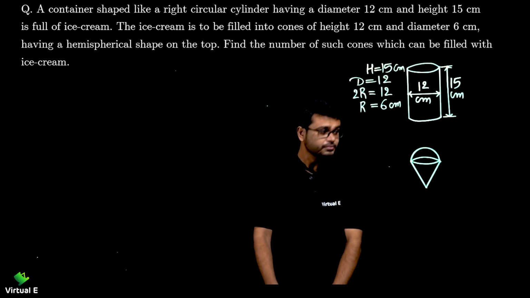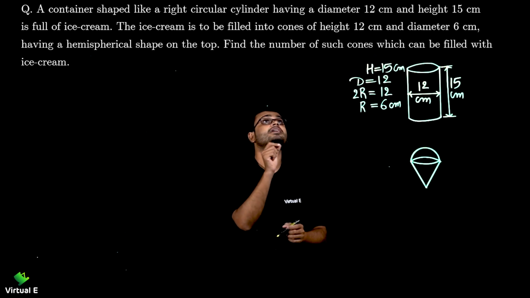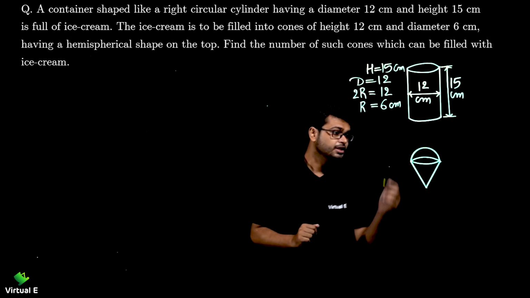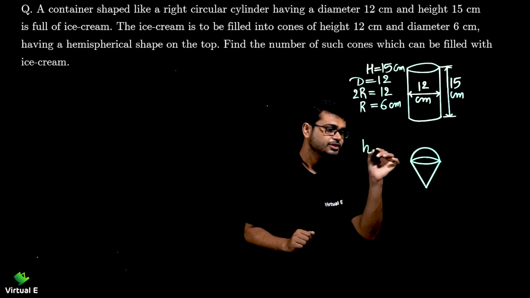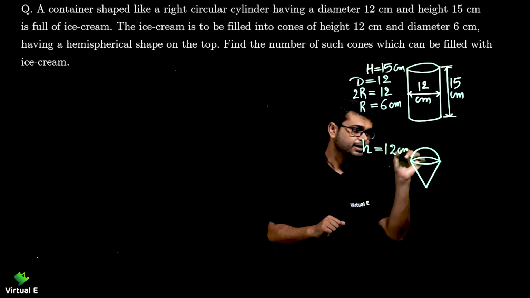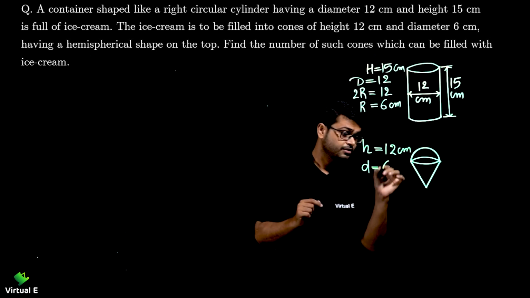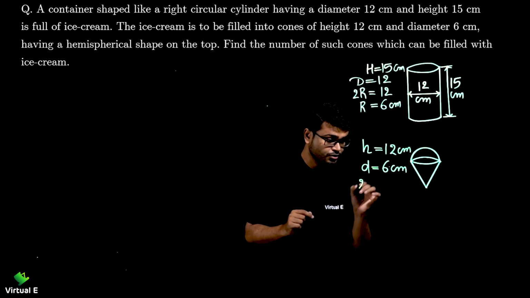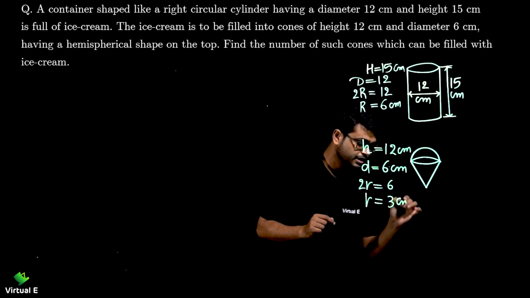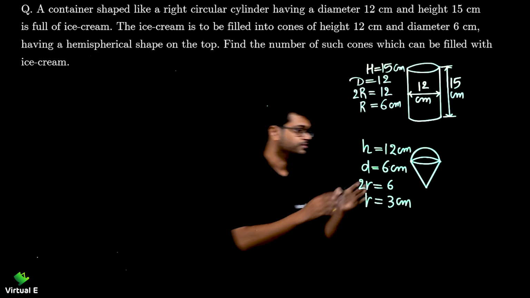Done for the radius. Now let's do it for this cone. It's given that height is what? Fill the height of 12 centimeter and diameter 6 centimeter. So height is given. Let's write H is equal to 12 centimeter. And diameter is given, which is 6 centimeter. So 2R is equal to 6, so R is equal to 3 centimeter. Done? Now volume of this is equal to volume of this much.